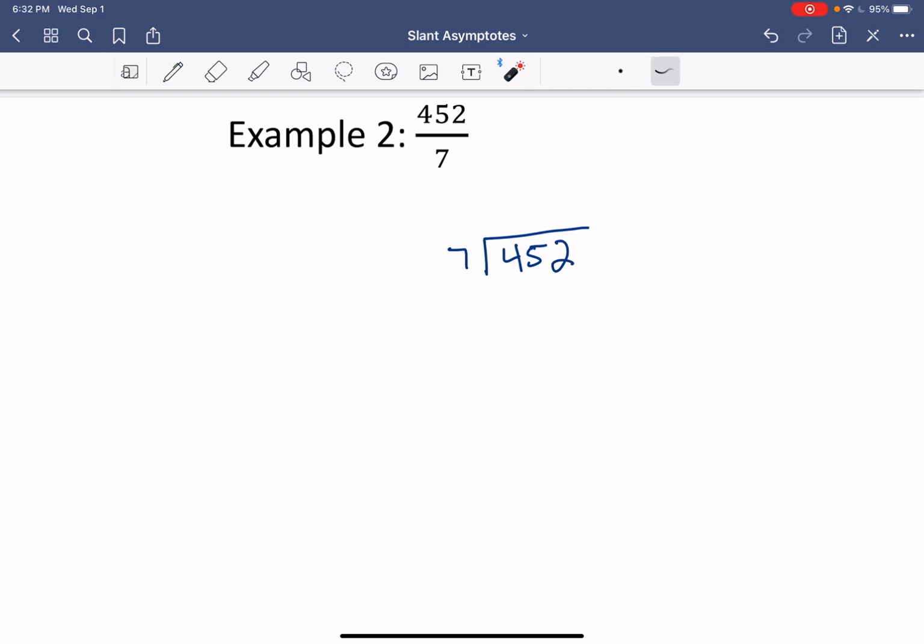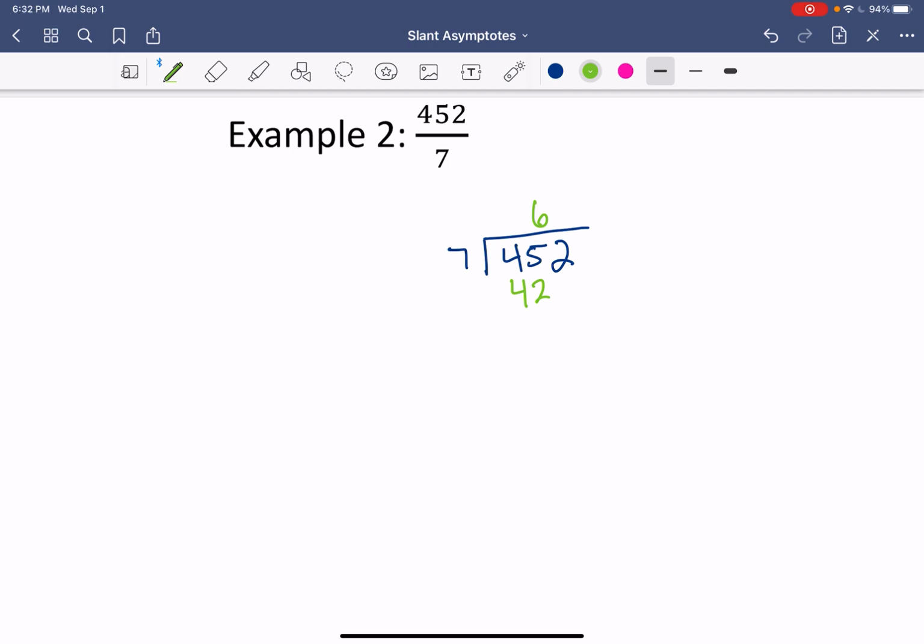So you start, how many times does 7 go into 4? So you would do 4 divided by 7, but that is not possible. So we're gonna have to think bigger. So we'll do 45 divided by 7. And so the highest number that can go in there is 6. So we'll do 6, and then 6 times 7 is 42. So we'll put a 42 right below that.